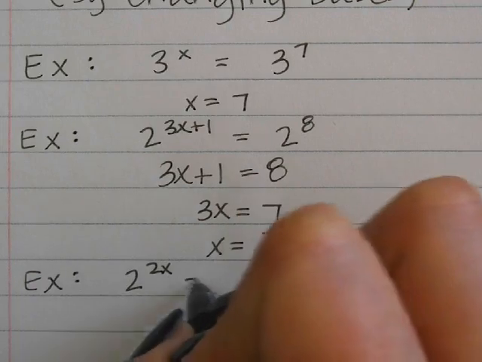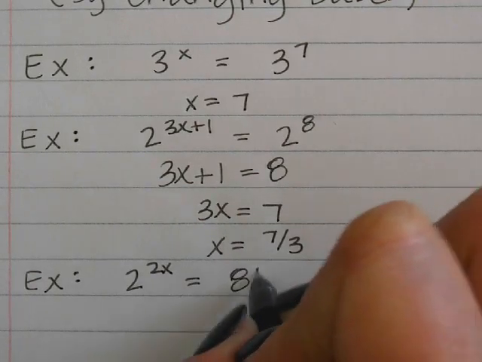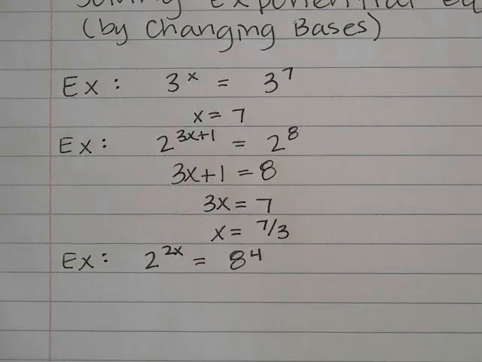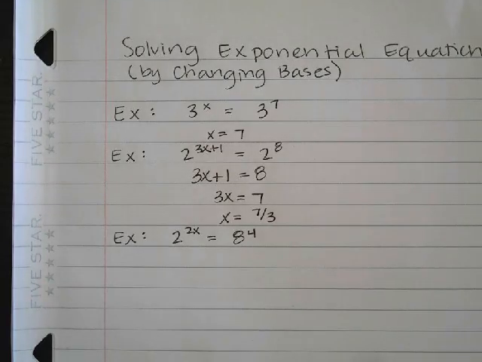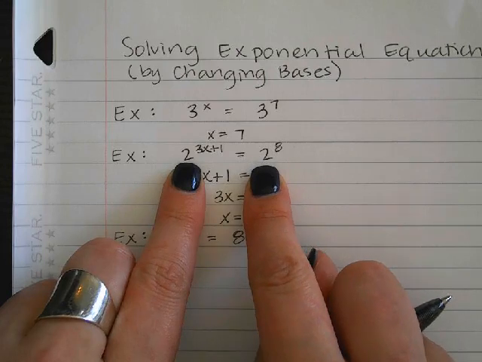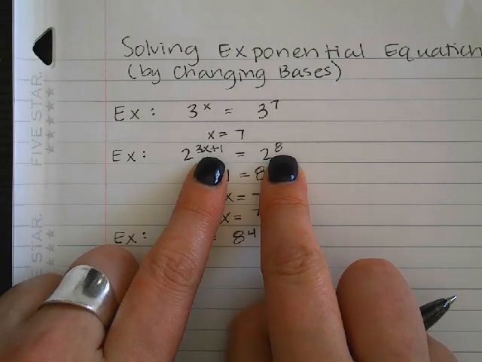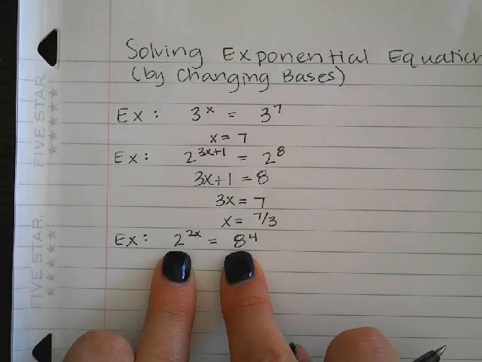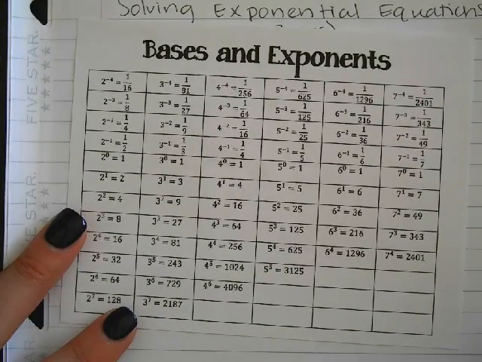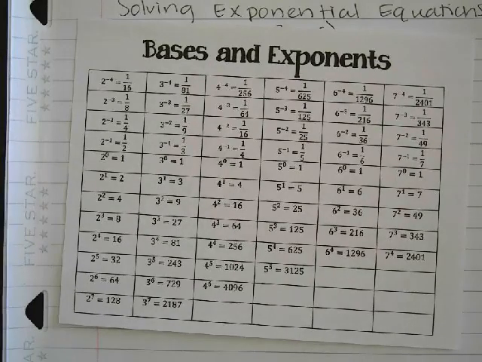2 to the 2x equals 8 to the 4th. This is what we're really getting into when we solve exponential equations by changing the base. So we know if the base of the number is the same, then solving for a variable in the exponent is pretty easy. But if the base isn't the same, then we want to change it so that it is the same. So what we're going to have is this little sheet that has not all of the bases with their exponents, but a lot of them.